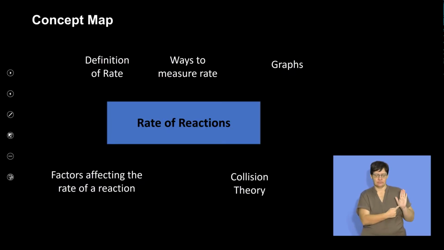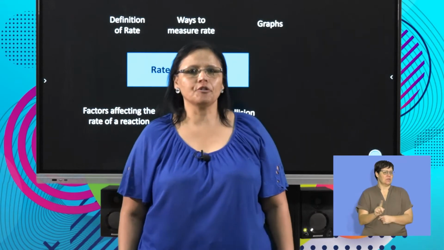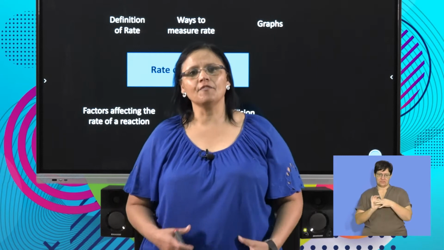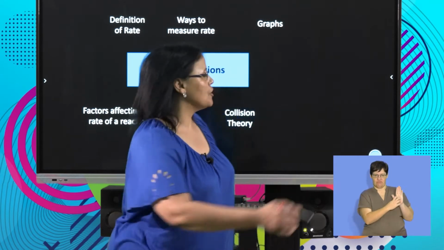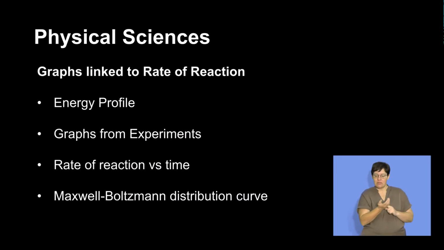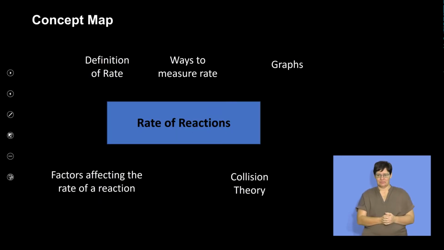When we look at the concept map here, we did all the macro views and we looked at the micro view. But what we're going to do today is link everything back into using the graphs, to show us how the graphs of these reactions will look. I just want to grab a pen here quickly. So we're going to focus on the graphs for the entire lesson today.